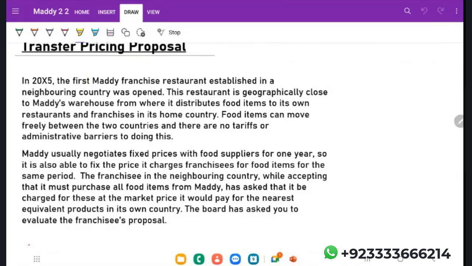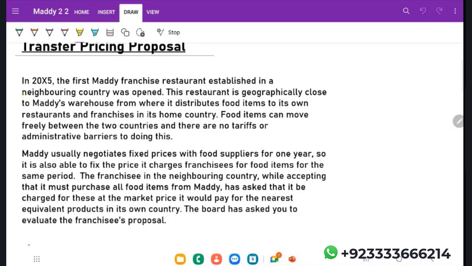In 2005, the first Medi franchise restaurant established in a neighboring country was opened. This restaurant is geographically close to Medi's warehouse, from where it distributes food items to its own restaurants and franchise in its home country. So this is an important point, that the restaurant is not too far, it's closer. Food items can move freely between the two countries. That means there are no tax issues and no tariffs or administrative barriers, so you don't have to worry about that. You don't have to pay taxes for that.